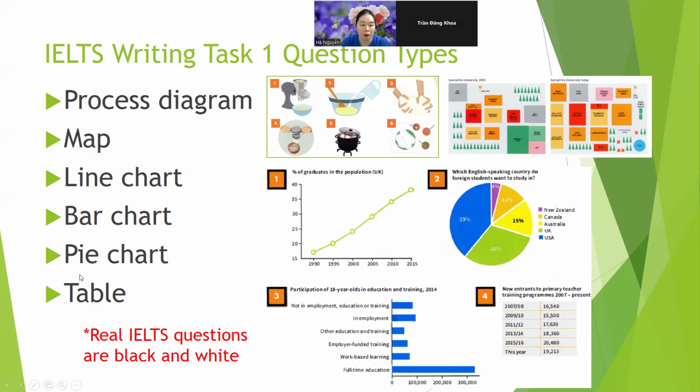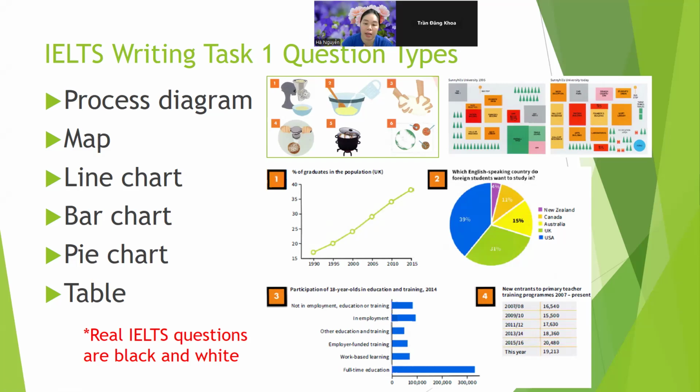The last 4 are, instead of pictures, we have data. Yeah, so the last 4: line chart, bar chart, pie chart, and table. They include data. For these task types, you need to pay attention to 2 things. Firstly, you need to identify the task type to name them correctly in your writing. If it's a line chart, you must say line chart. If it's a table, you must say table, and so on. All right, so call them by their name.